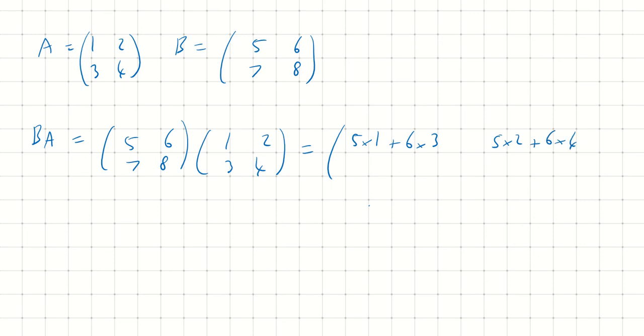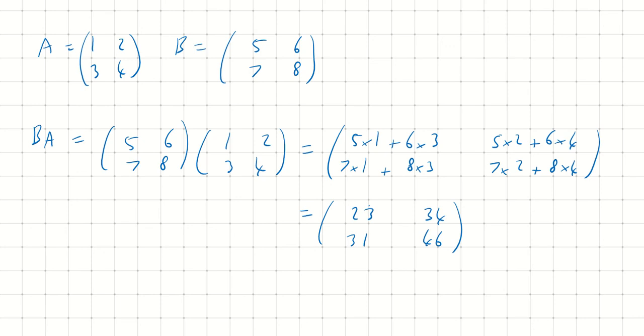Second row, first column: 7 times 1 plus 8 times 3. Second row, second column: 7 times 2 plus 8 times 4. Let's just work these out. I get 23, 34, 31 and 46.